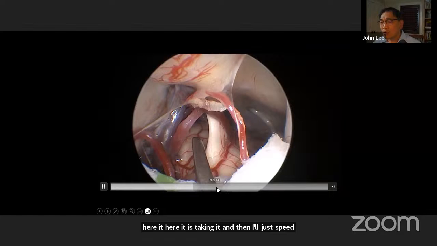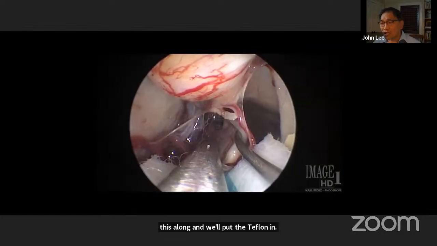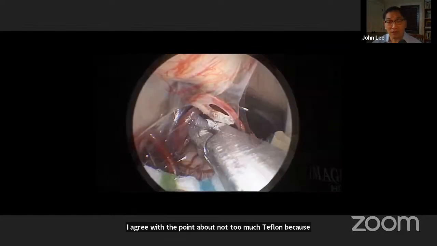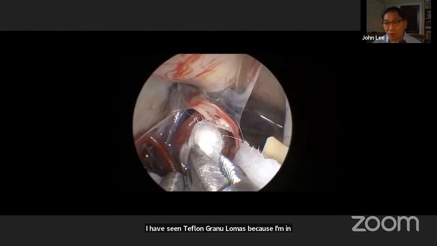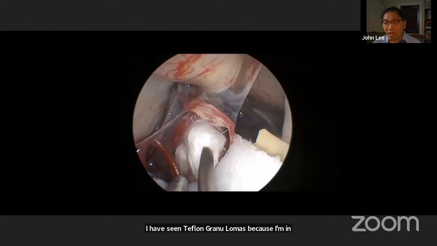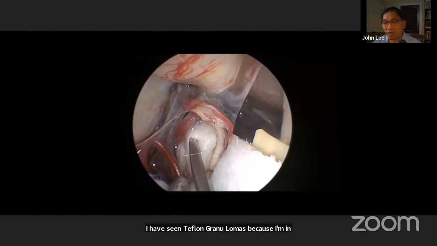I agree with the point about not too much Teflon because I have seen Teflon granulomas, because I'm in Pennsylvania, in the region where Janetta was working. I've seen several, and I think when you pack too much, that's never good.